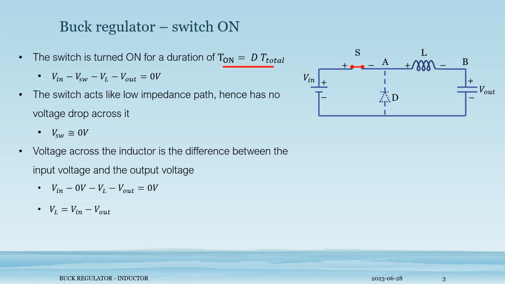As we discussed in the previous videos, the energy from the input flows through the switch, inductor, and then the load. Let us apply KVL to this voltage path. We get Vin minus V switch minus VL minus V out is equal to 0. We know that when the switch is turned on, it has low impedance. That means the voltage drop across it is 0 volt. On substituting this in the above equation, we get VL is equal to Vin minus V out.